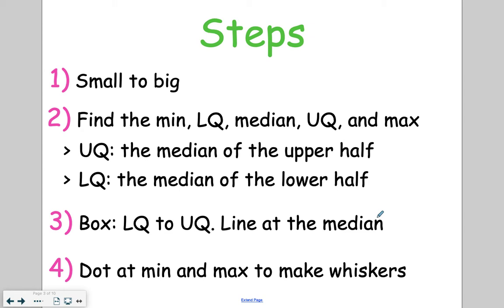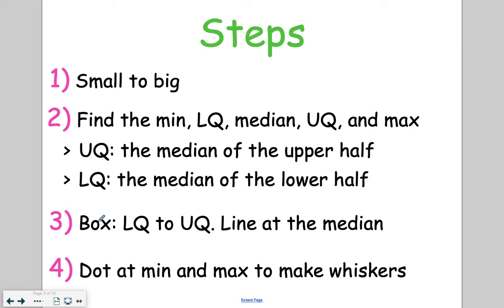So in order to create a box and whisker plot, step 1, assemble your numbers from smallest to largest. Then you are going to find the 5 points. The minimum, the lower quartile, which I'm going to refer to as LQ, which is the middle number of the lower half of the data, and then the median, and then the upper quartile, which is the middle of the upper half of the data, and then the maximum, which is the biggest number.